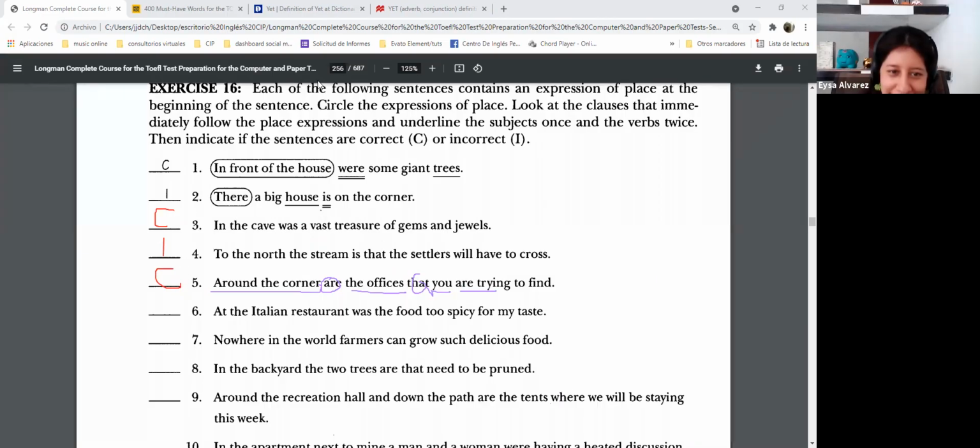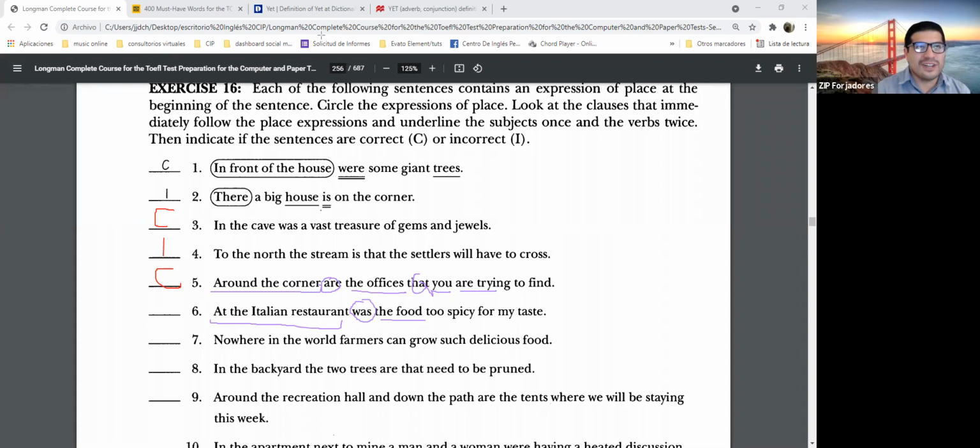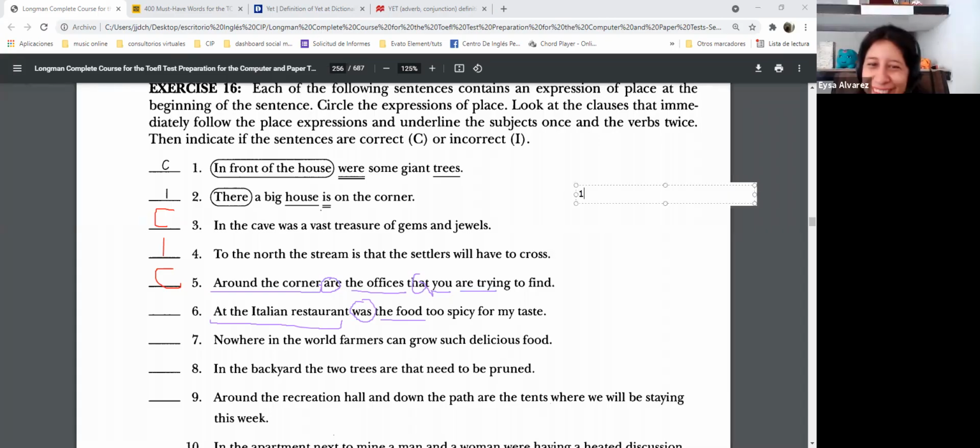Then one more time: "At the Italian restaurant is all of this maybe." We have the action. We have the food, the subject. "It's basic for my taste." I think it's also correct. We have inverted, right? Okay. They specify the Italian restaurant? No.